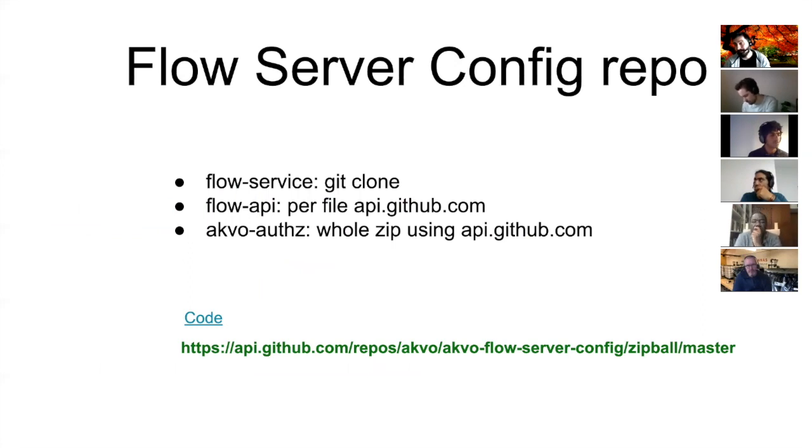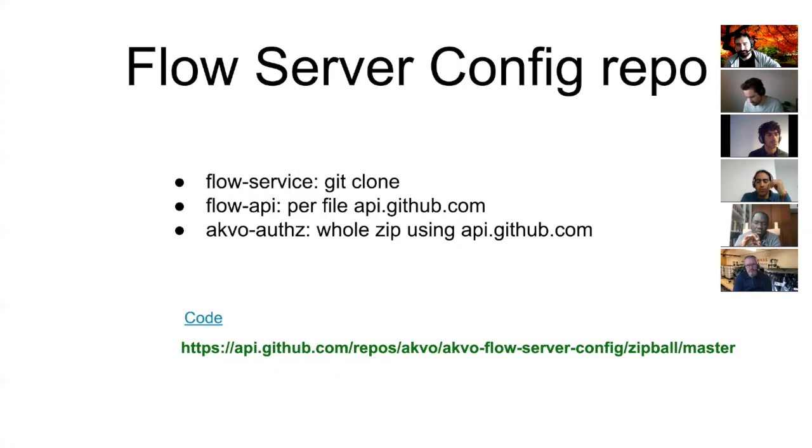This is one of my pet peeves with Flow services, Flow API, and everything: all the services seem to need this Flow server config repo with the P12 and some of the configuration from Flow to do some of the logic. And this is the third time that we need this thing in one of our projects, and I decided to implement it in a different way.